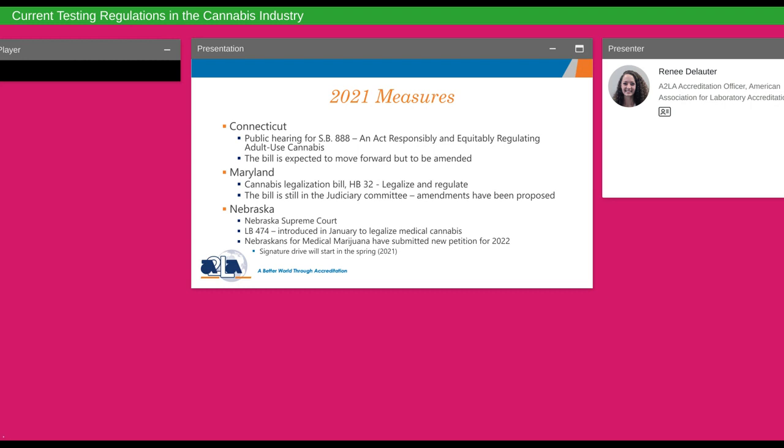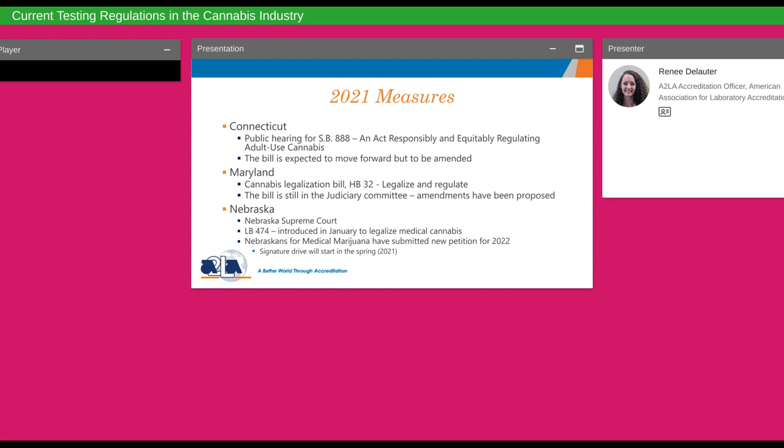Connecticut has introduced Bill SB 888. This will legalize and regulate adult use cannabis. The bill is expected to move forward with amendments, but there have been no formal proposed amendments yet. Maryland has introduced HB 32. This bill will legalize and regulate adult use cannabis. From what it looks like, this bill is in the Judiciary Committee with no amendments formally proposed yet.